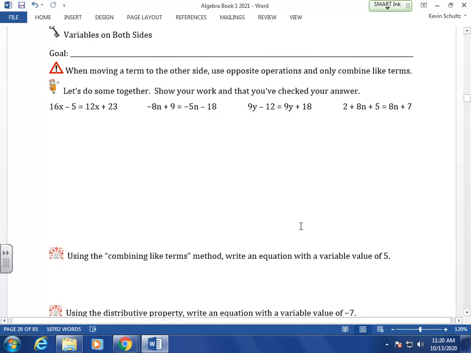Okay. So tell me how we handle an equation with variables on both sides. What are we looking to do, and how do we do it? Gabby.